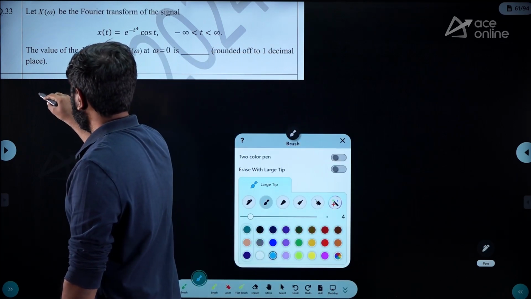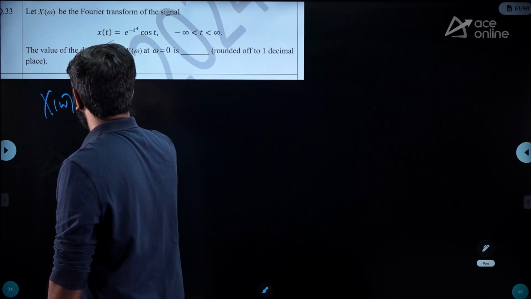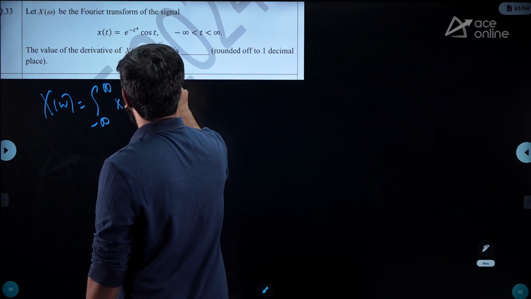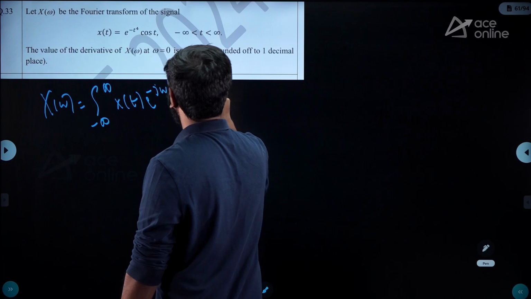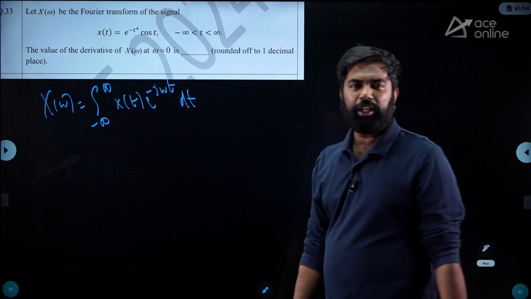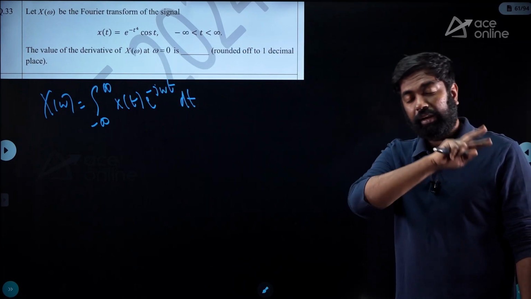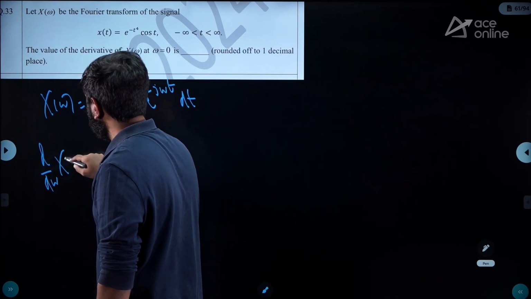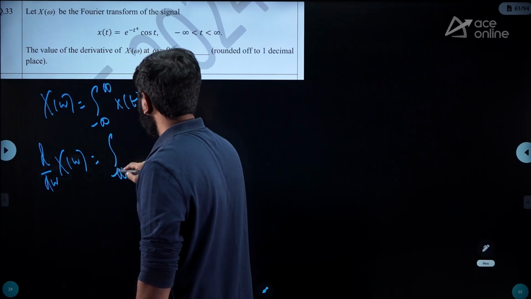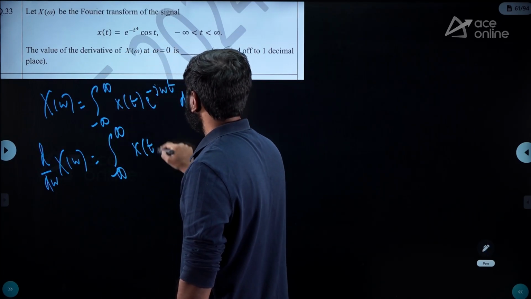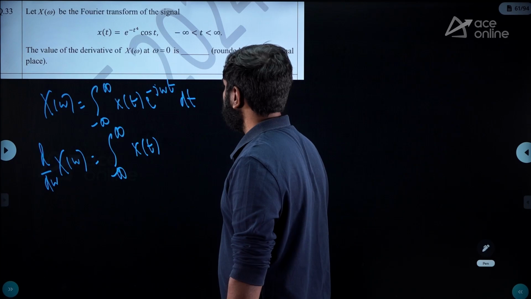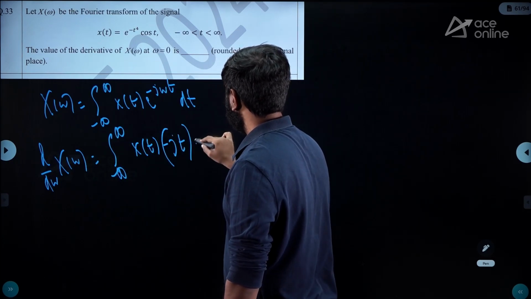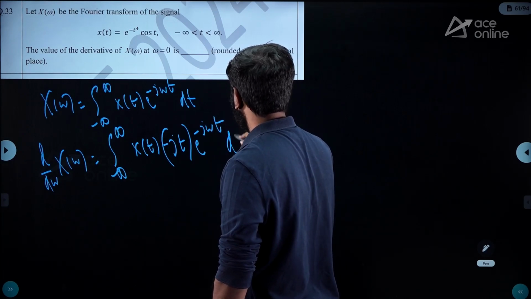Okay. First of all, what is X of omega? Integration minus infinity to infinity x of t e power minus j omega t dt. They are not asking you the value of X of omega. They are first saying calculate the derivative. Okay, I will find the derivative of X of omega. Integration minus infinity to infinity x of t. What's the derivative of e power minus j omega t, with respect to omega? It's minus jt e power minus j omega t dt.